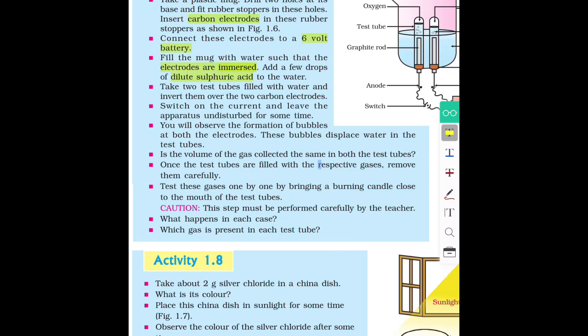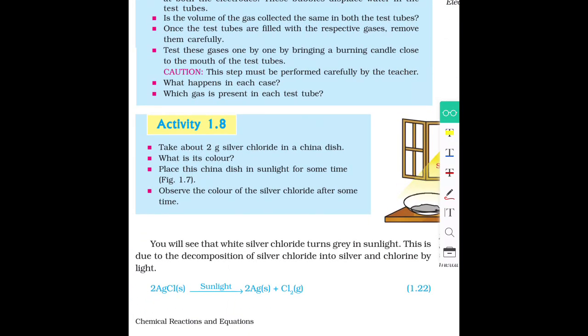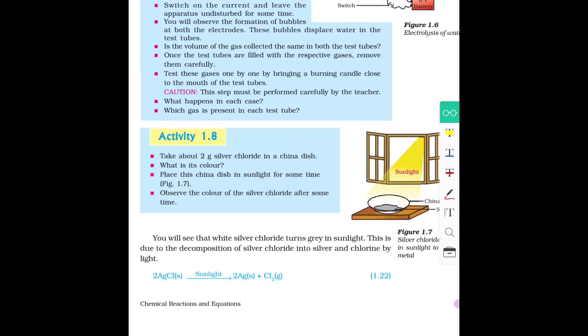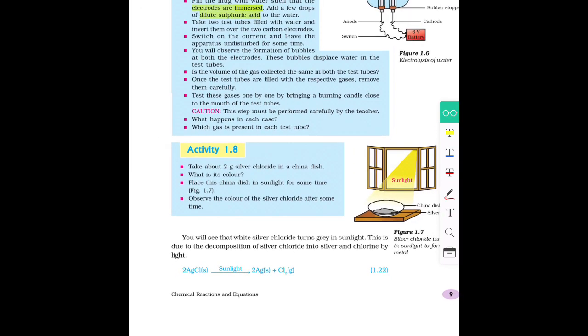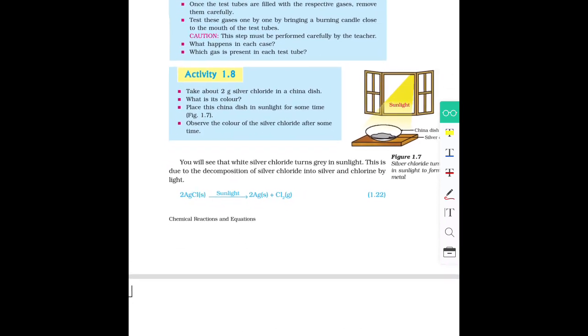We take an example of another activity. Take 2 grams silver chloride in a china dish. What is its color? Place this china dish in sunlight for some time. Observe the color of silver chloride after some time. You will see that white colored silver chloride turns grey in sunlight. This is due to the decomposition of silver chloride into silver and chlorine by light. Because here light is used, it is also called photo decomposition.